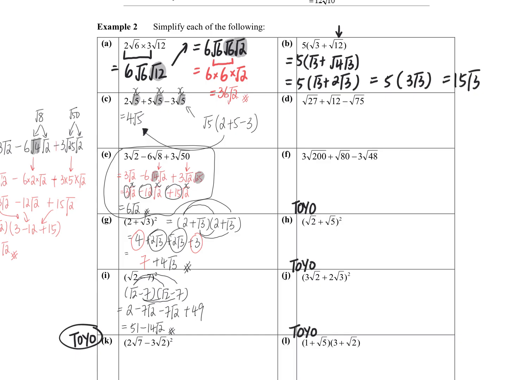Okay, what about 27? How to split? How will you choose to split it? Try on your own. 9 and 3. And then 12, I will do 4 and 3. What about 75? Find a perfect square.